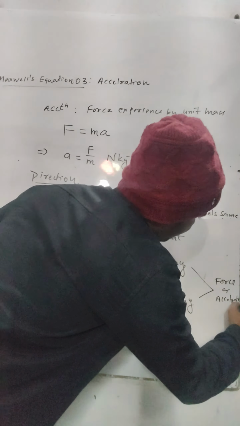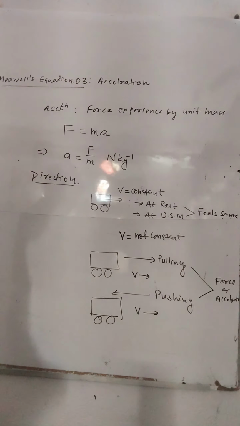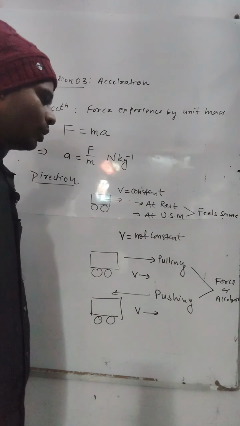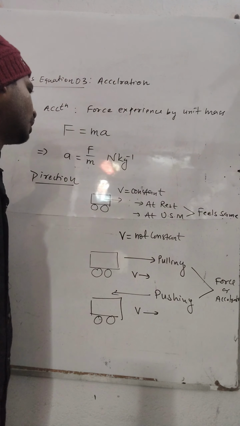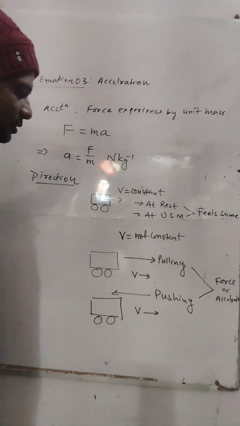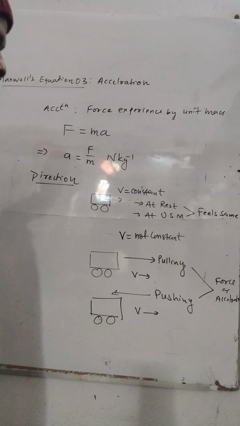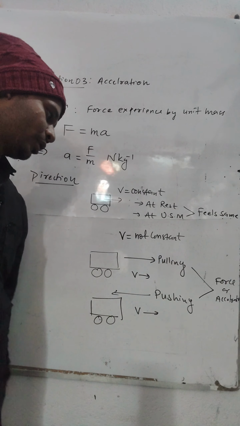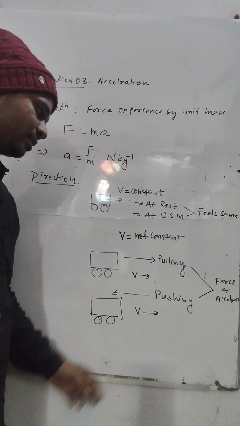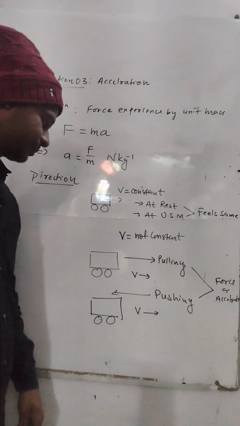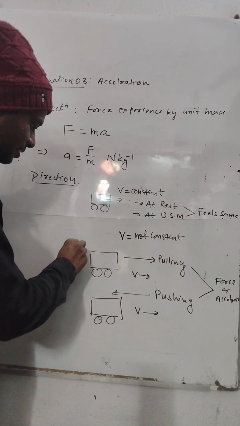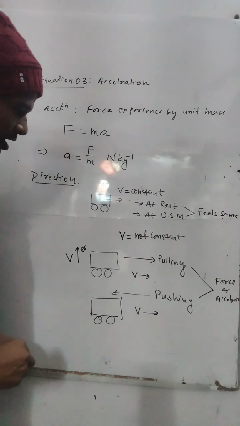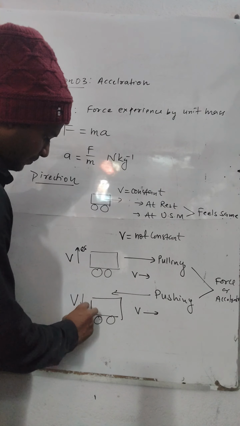If you are talking about the gross value, that is force, or you are talking about the force experienced per unit mass, it depends, you say force or acceleration. So this is acceleration, how we generally feel the direction. The direction of acceleration is either in the direction of velocity or opposite to the velocity. In this case the velocity increases, and in this case the velocity decreases.